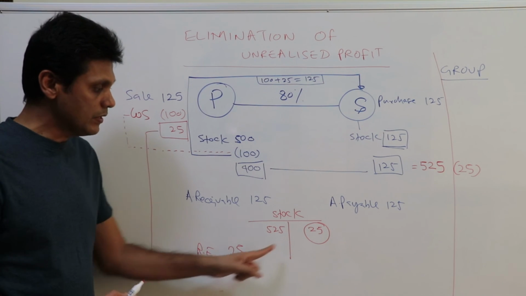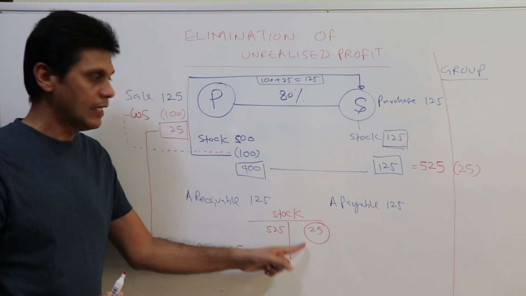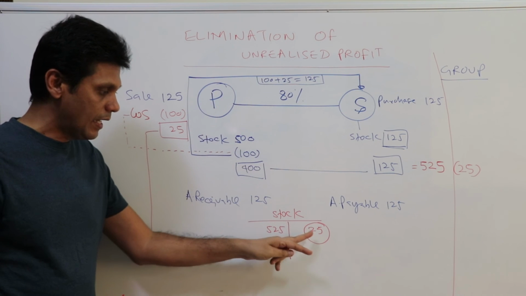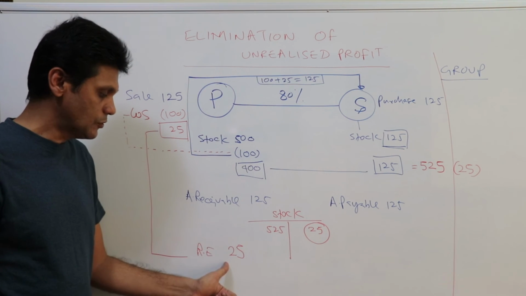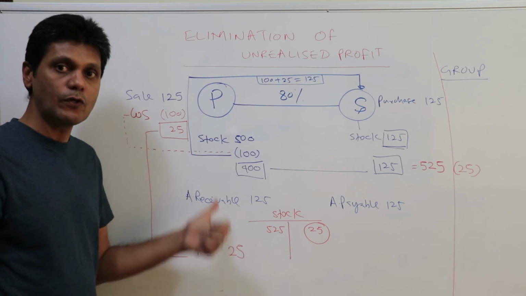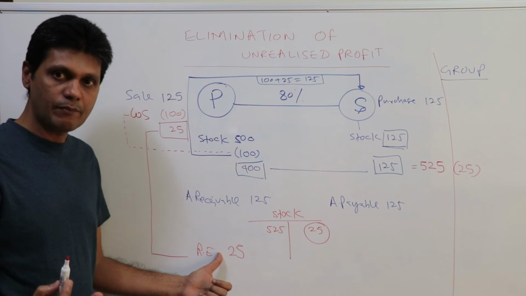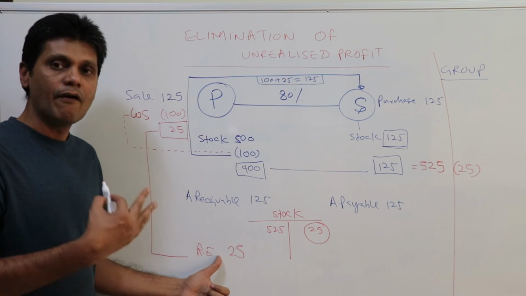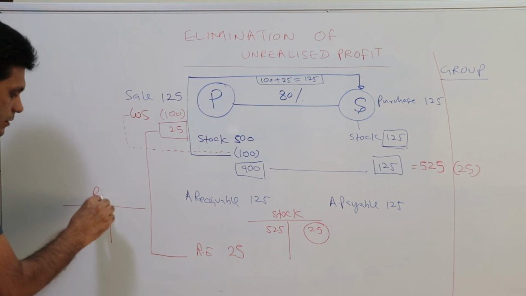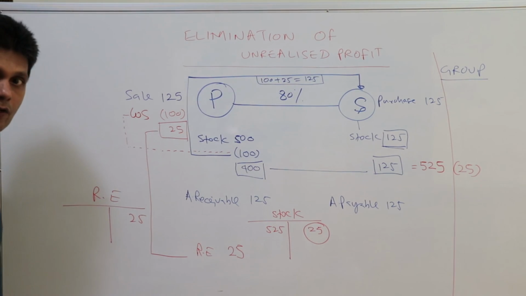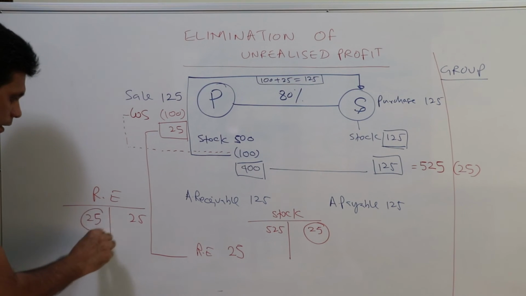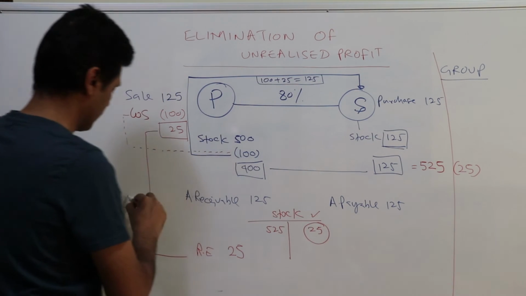To remove this unrealized profit, since the profit has been recorded by the parent company, this entire 25 unrealized profit has to be adjusted against the retained earnings of the parent company. So how do you make the adjustment? Retained earnings is a credit balance, so you need to debit the retained earnings. This is the retained earnings, 25 they have recorded. So you debit this account and you credit the stock account.